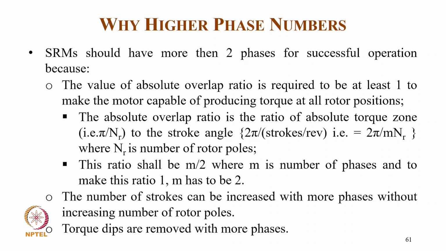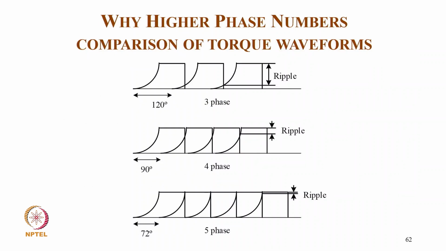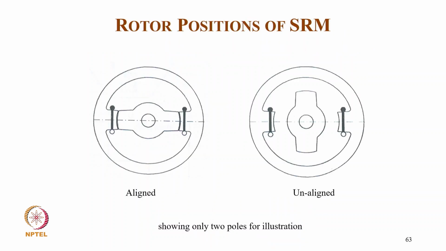The number of strokes can be increased with more phases without increasing the number of rotor poles, and torque dips are removed with a higher number of phase excitations. This is why a higher number of phases is compared for torque ripple. With 3 phases you have a very small overlap and a large torque ripple, and with 4 phases you have a small torque ripple, because you can go for overlapping also. In 5 phases, you have even less ripple, because you can have a reasonable overlap like this.